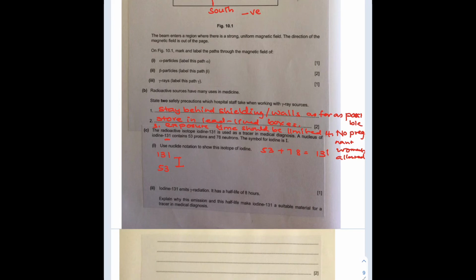Iodine 131 emits gamma radiation. It has a half-life of 8 hours. Explain why this emission and this half-life makes iodine 131 a suitable material for a tracer in medical diagnosis. Now, medical diagnosis should have something that gives us a clear picture of the inside first, right? And then the effect of it should wear off quickly. So half-life should be less, let's say.